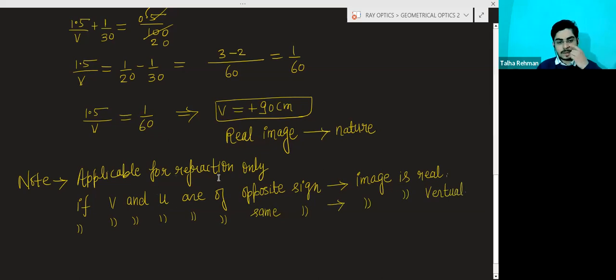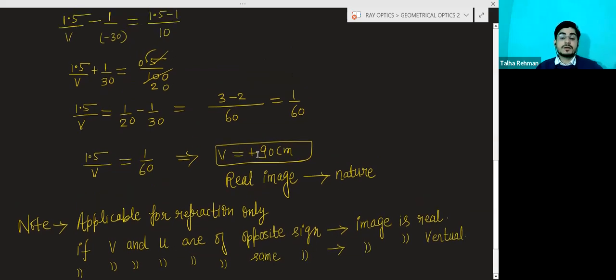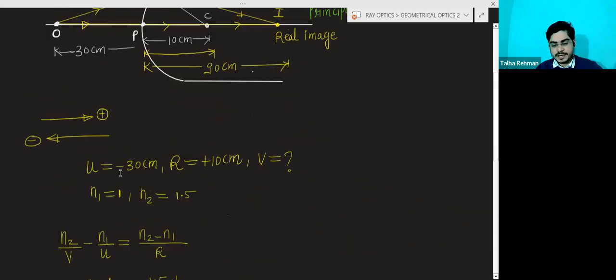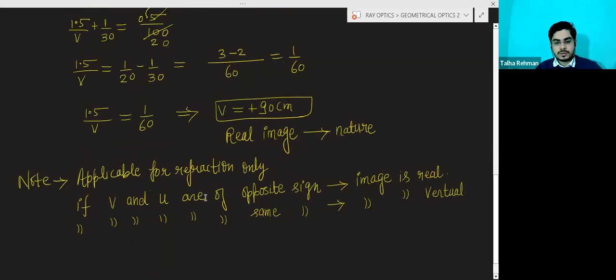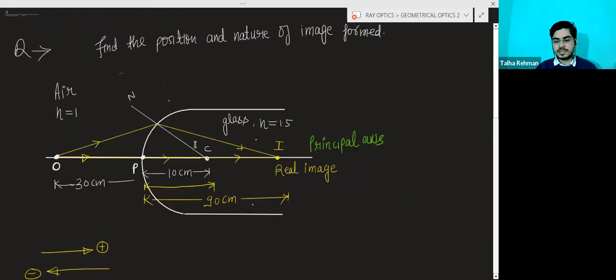So this is only applicable for refraction. Here you can see the sign of the image distance V is plus, and the sign of U is negative, means opposite sign. So if V and U are of opposite signs, then the image is real. That is why here the real image is formed. In that case, you do not have to make the ray diagram and all that. You can just easily say the image is real or virtual.